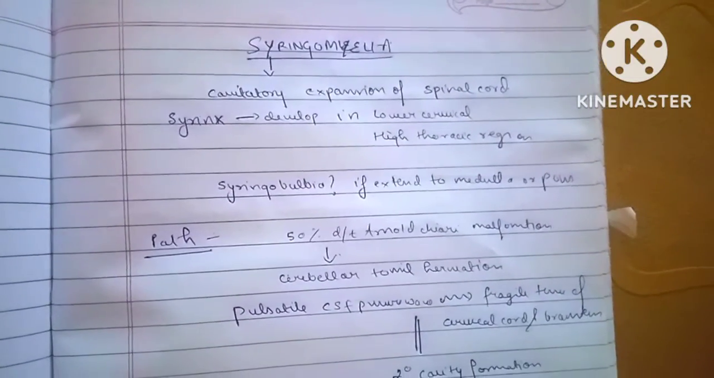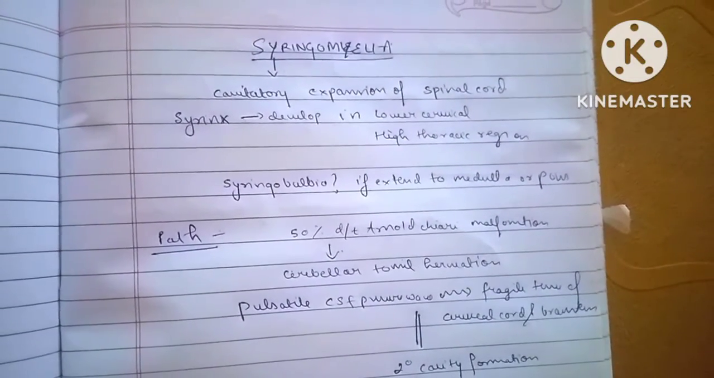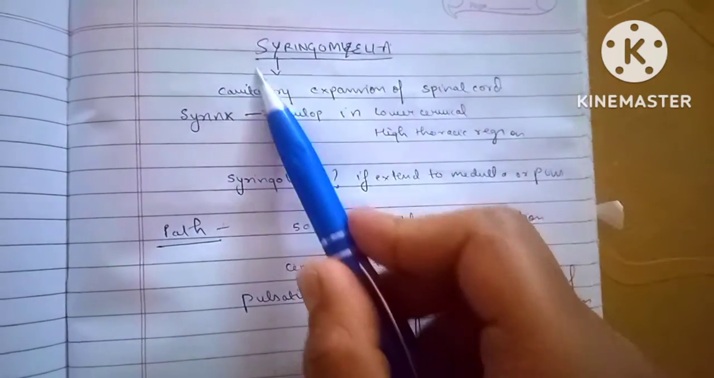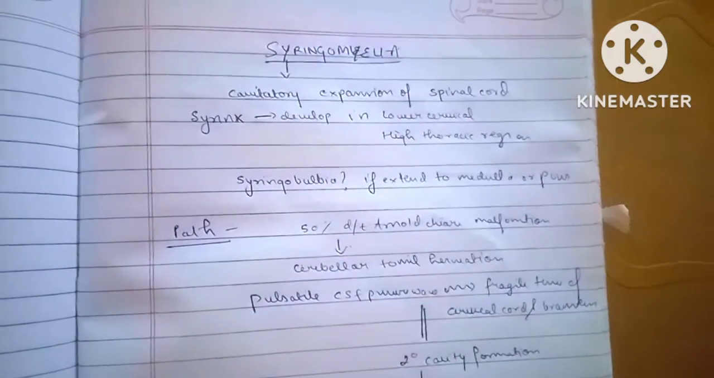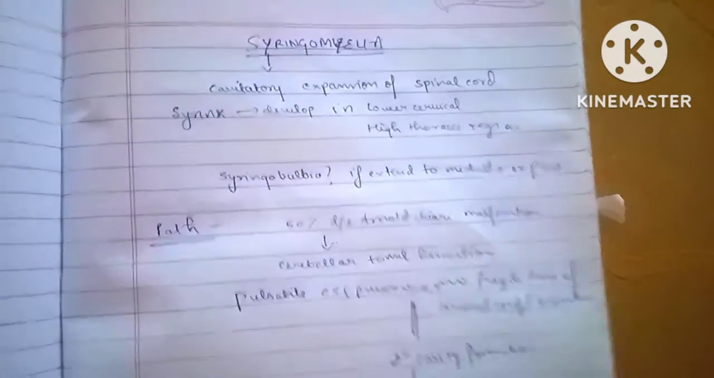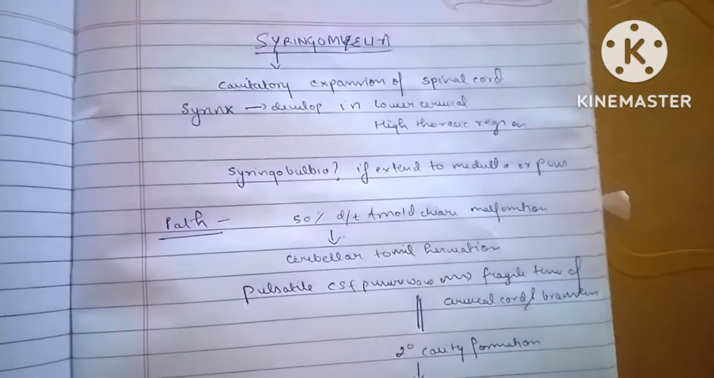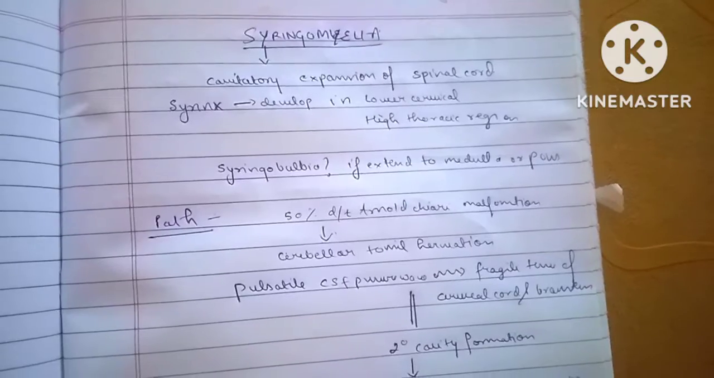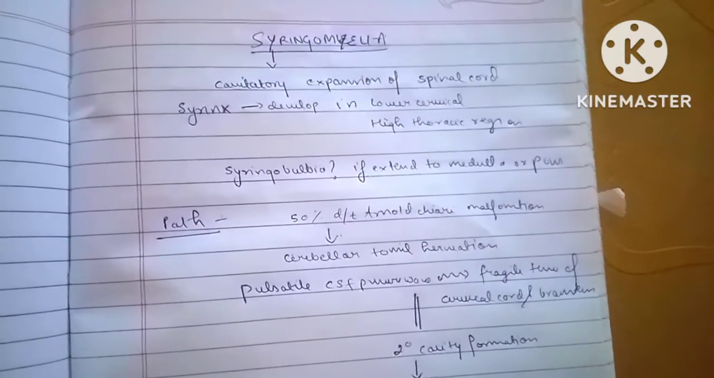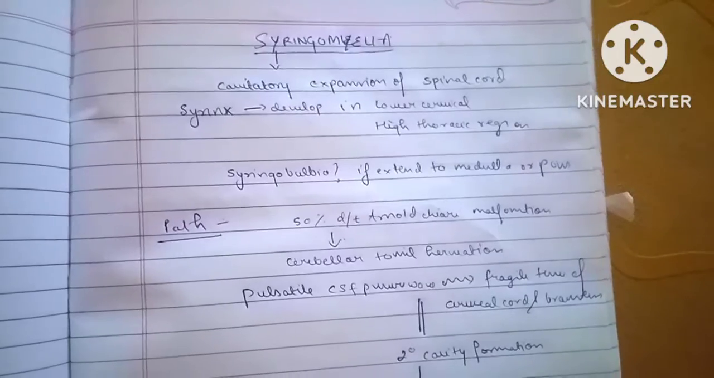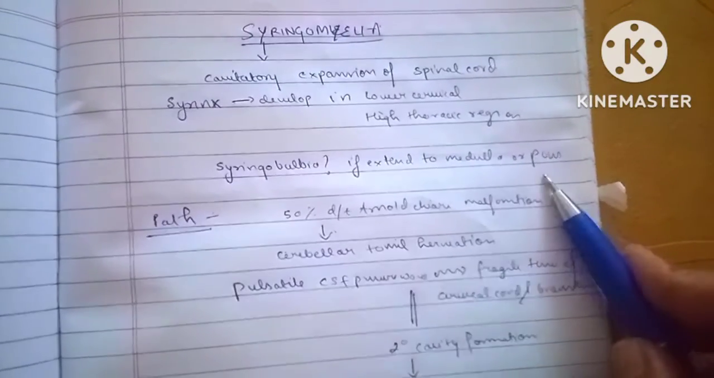Hello everyone. So in this video we are going to talk about Syringomyelia, an important cause for chronic progressive myelopathy. Syringomyelia is derived from the word syrinx, that is a fluid-filled cavity. As you see in this image, we have a fluid-filled cystic cavity within the spinal cord. This syrinx develops either in the lower cervical or the upper thoracic region. If this expands into the medulla and the pons of the brain, it is known as syringobulbia.